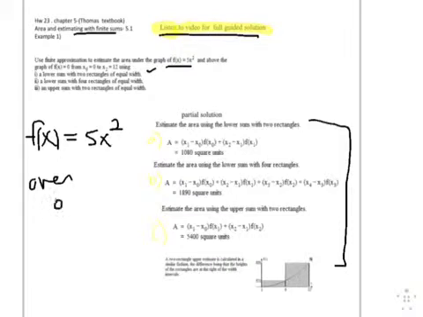So we're given a function. The font is very small here, so I'll rewrite it. We're given a function f of x equals 5x squared. In the first command, we're told to find a lower sum with two rectangles of equal width, and we're looking over the interval of 0 to 12. I'm just going to write that here, over the interval 0 to 12.